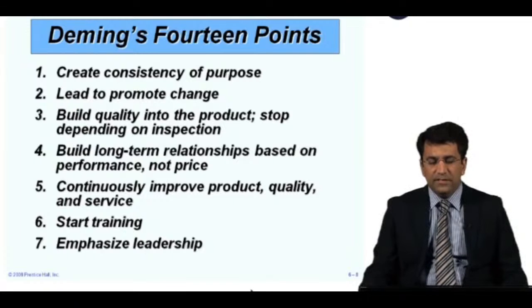Sixth point: start training. Training is so important in order to manage and maintain the quality within the organization. When we discussed the cost of quality, we also discussed that we should train our employees at the prevention stage in order to prevent defective products. So important is the training. If we are able to properly train our employees, we can better manage the quality, and we can better manage to reduce the cost of inspection. So that is so important.